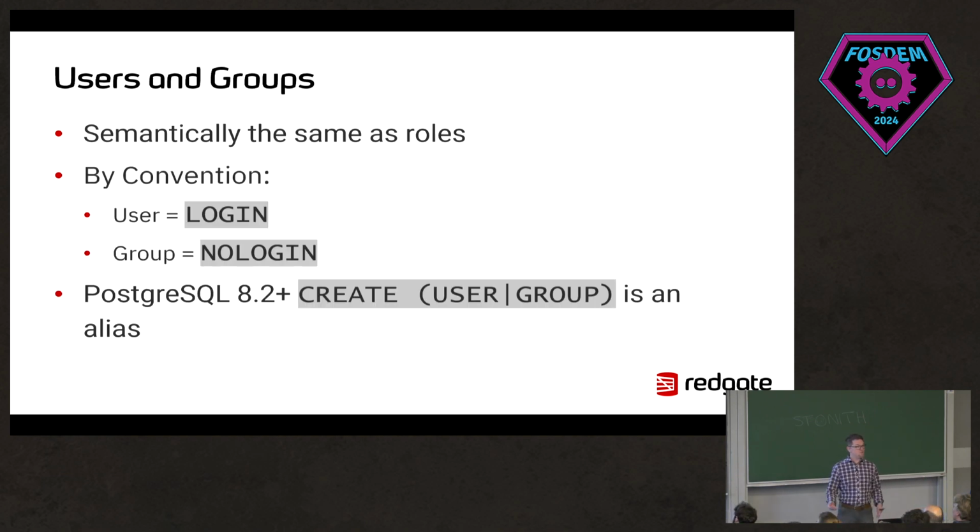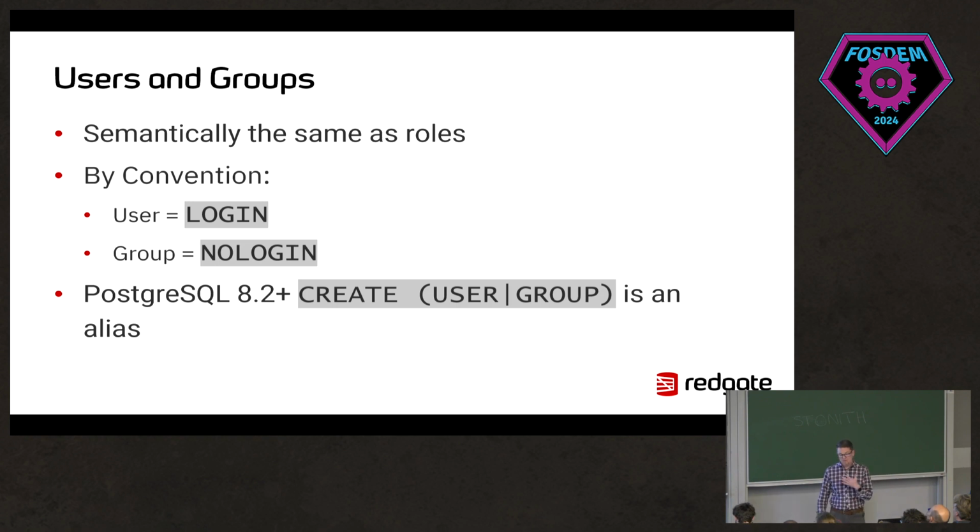I've been trying consistently to say roles over and over rather than users and groups. In the SQL standard, role is there, and so are user and group. I might have that backwards, but user and group are also in the standard. But starting with, I think it was 8.2, we moved to just roles. So there's no real semantic difference between roles and groups. It doesn't do something magical.